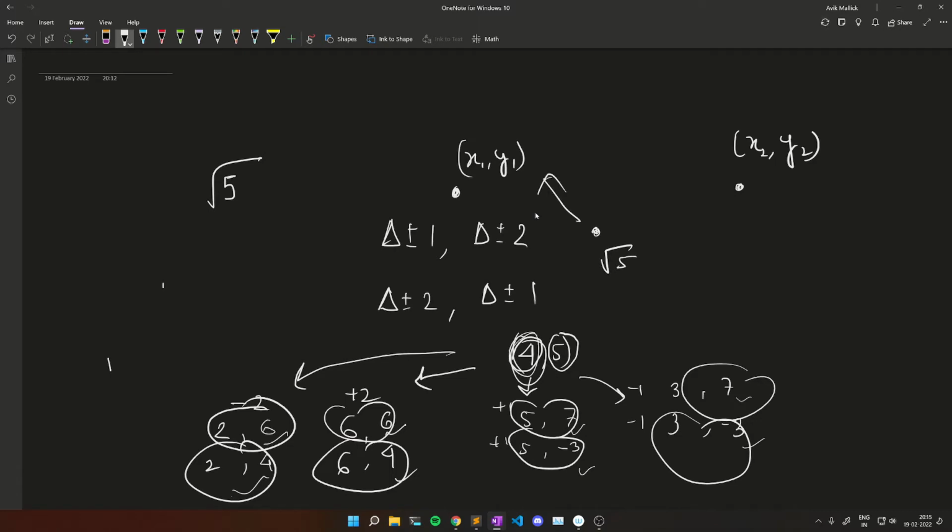So let's say these are the points which belong somewhere in these areas, and all these points are exactly root 5 units away from x1 y1. Now we have to check whether the distance between this point and x2 y2 is also root 5 or not. If it is, then we can find a lattice point which is exactly root 5 distance away from both the given points, and if there is no combination like this, then our answer will be no.